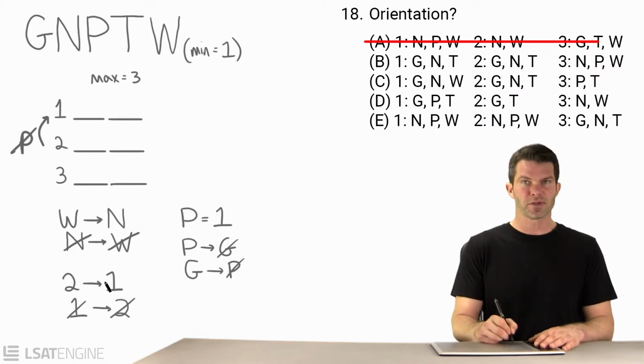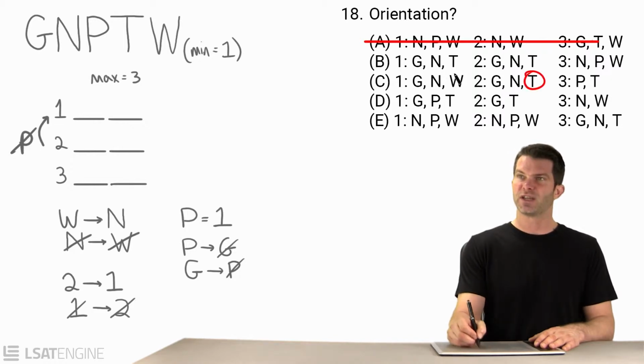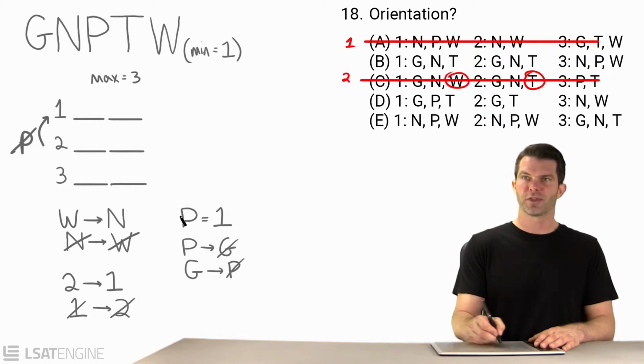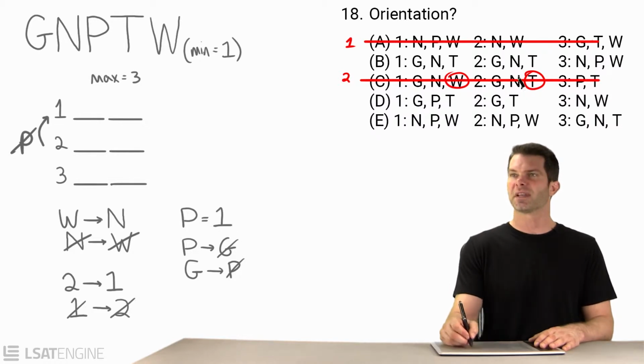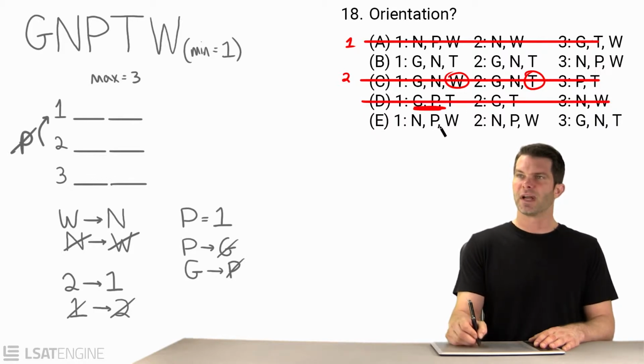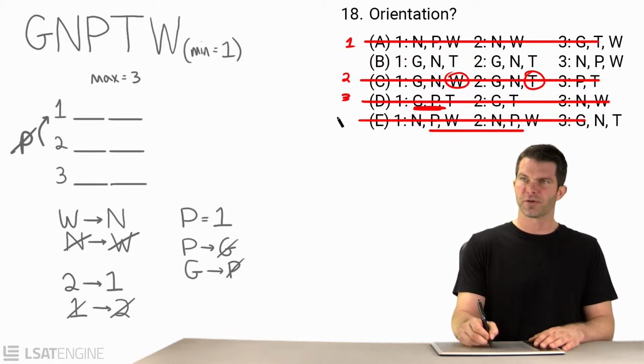The next rule says whatever's in 2 must also be in 1. So let's process B through E here. B is okay. Here I see T in 2, but I don't see it in 1. I see W instead. So C's got a problem with the second rule. Meanwhile, A had a problem with the first rule. And the last rule says plastic's got to go once and it can't be with glass. B looks okay. Here I see plastic and glass together. D is going to have a problem with the third rule. And I see plastic twice in E. And so E is also going to have a problem with the third rule. And so only answer choice B follows all the rules.